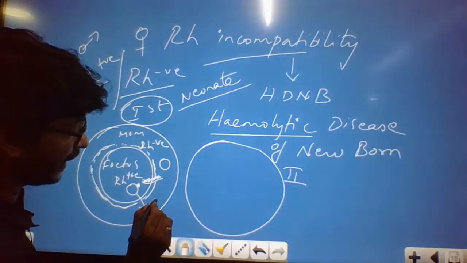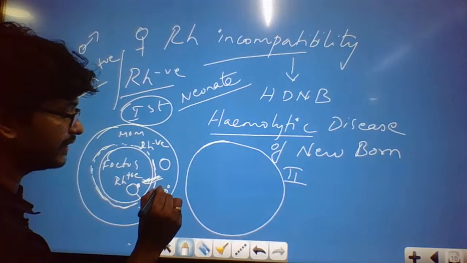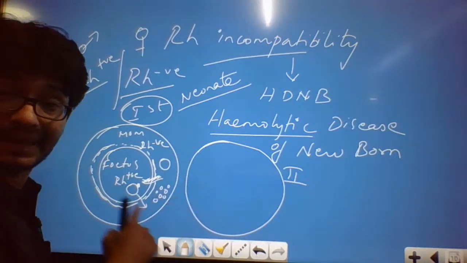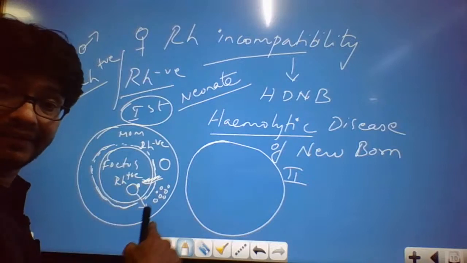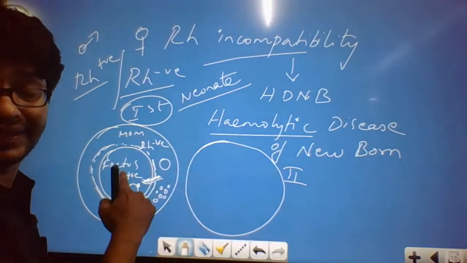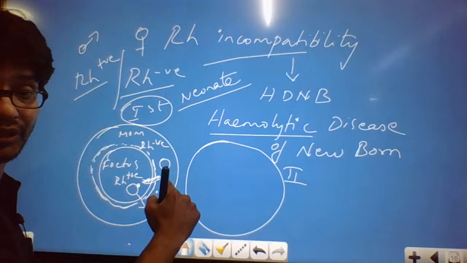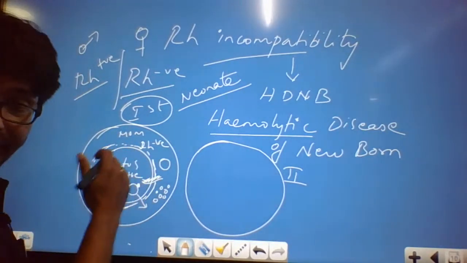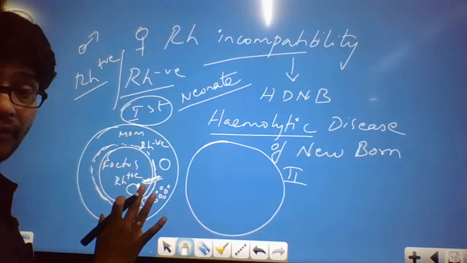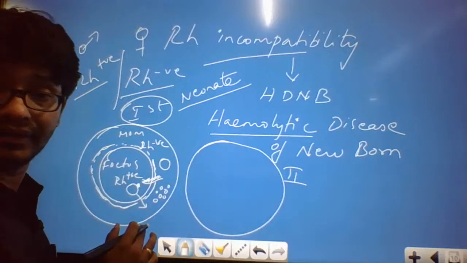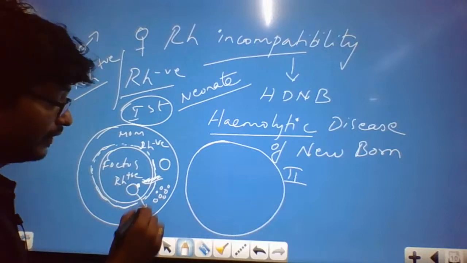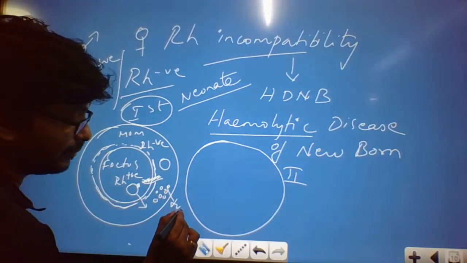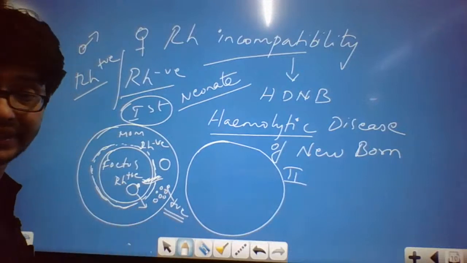Then there is a chance that the RH antigens can gain entry inside the mother's blood. So these RH antigens get inside. Now the fetus is safe, the baby is safe, the baby came outside. But what is happening in the mother's body? She is RH negative. Now the fetus's RBC is RH positive, right?